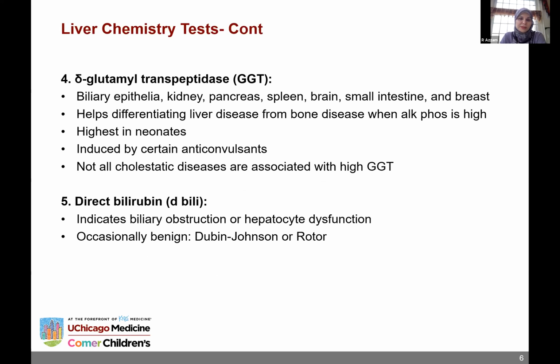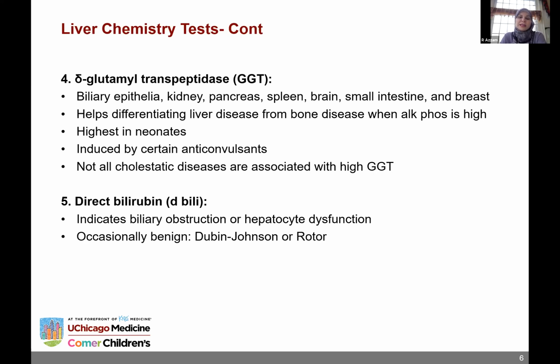The fourth parameter is the gamma-glutamyl transpeptidase, the GGT, and we always think about it as a biliary marker, especially when the alkaline phosphatase is elevated. It does not come just from the biliary epithelium, but also from the kidney, pancreas, spleen, brain, small intestine, and breast. It helps us differentiate whether the alkaline phosphatase elevation is due to liver disease, biliary disease, or bone disease.